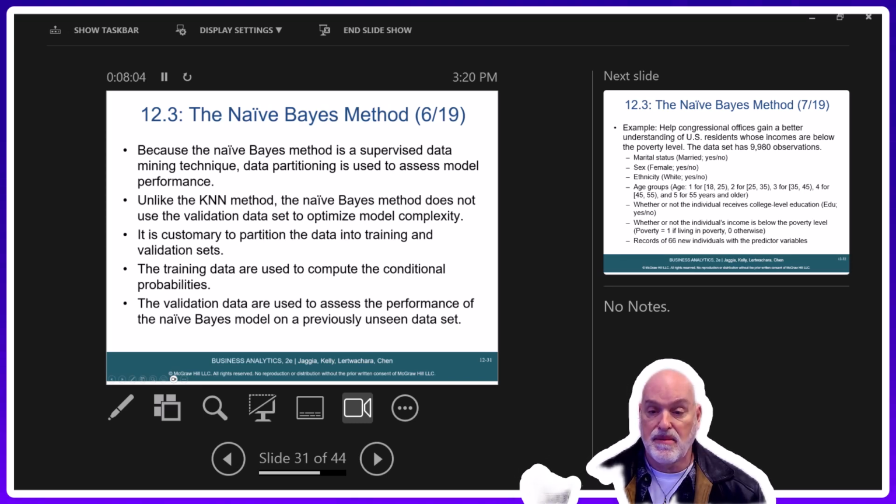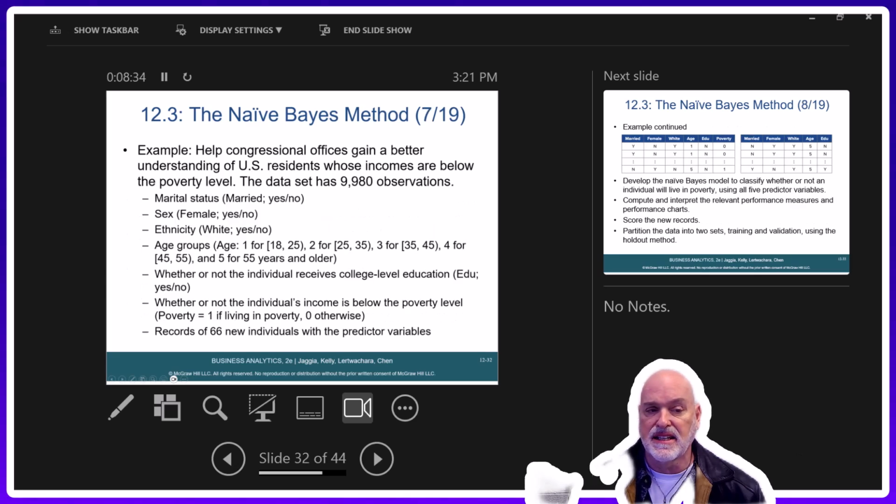Because the naive Bayes method is a supervised data mining technique, data partitioning is used to assess model performance. Unlike the KNN method, the naive Bayes method does not use the validation data set to optimize model complexity. It is customary to partition the data into training and validation sets. The training data are used to compute the conditional probabilities. The validation data are used to assess the performance of the naive Bayes model on a previously unseen data set.